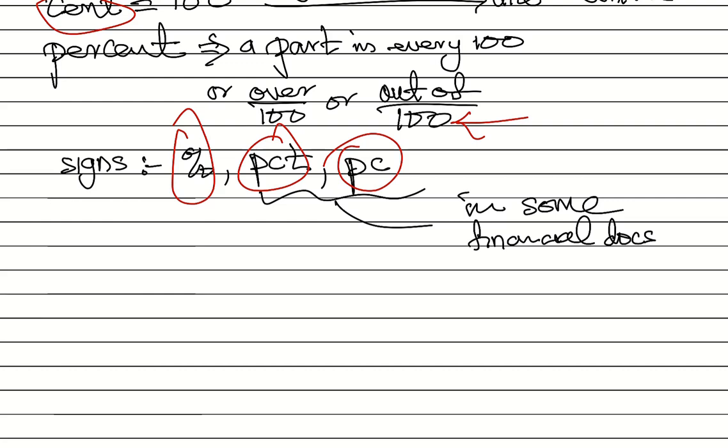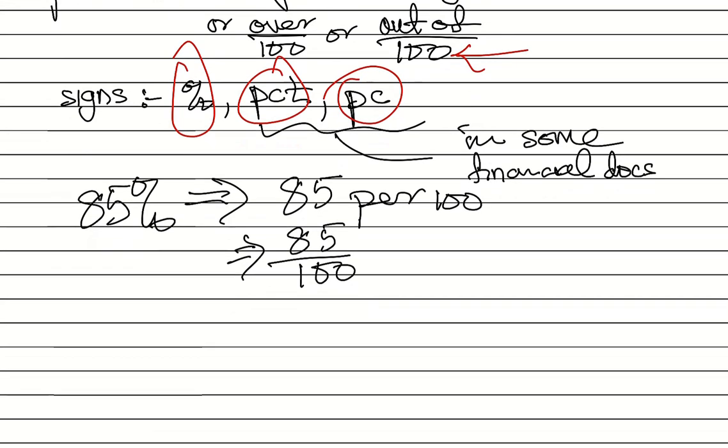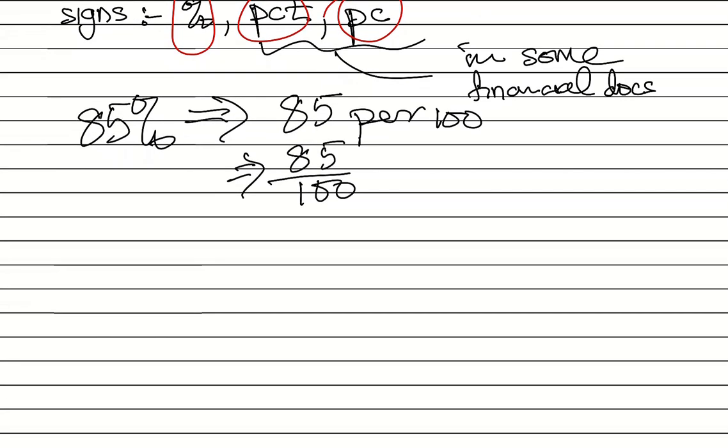When you see a number like they say 85%, basically that means, given the division I gave you above, 85 per 100, right? Another way to write it is 85 over 100. That's all that means.